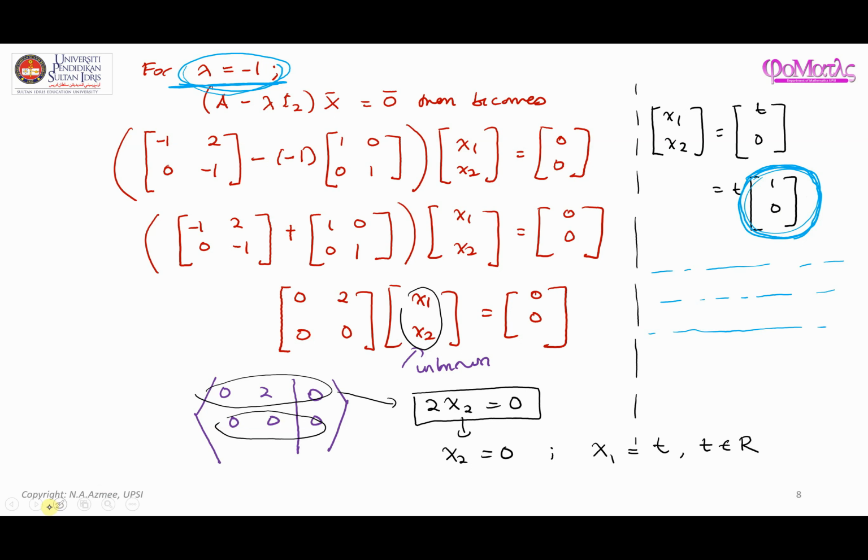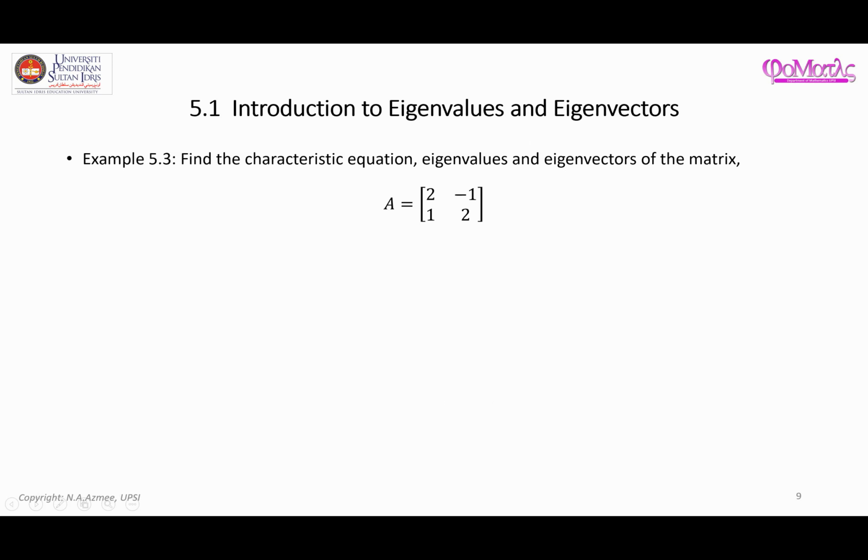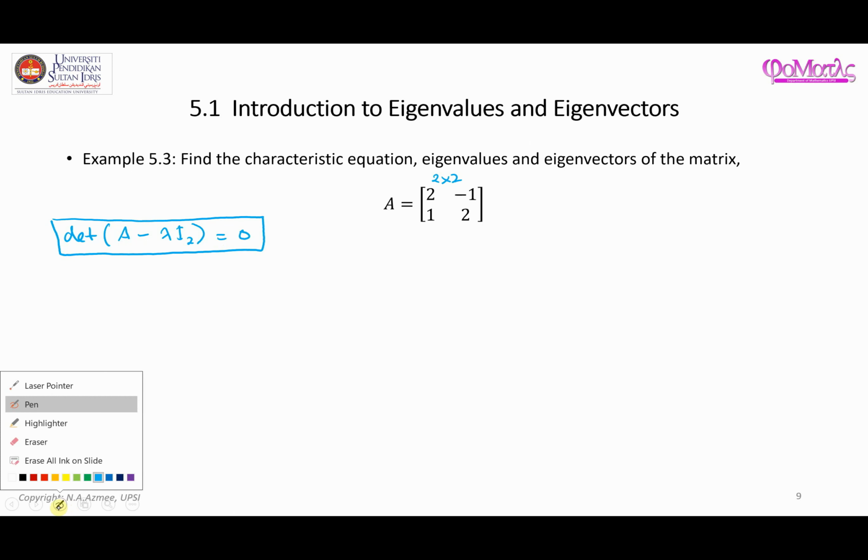Right. Here is the last example related to eigenvalues and eigenvectors. The matrix A is given by such. This is a 2 by 2 matrix. Again, the process is simple. We're going to start off with this equation: the determinant of A minus lambda I2 must equal 0. This is the starting point. And then I'm just going to start off with finding what is A minus lambda I2.